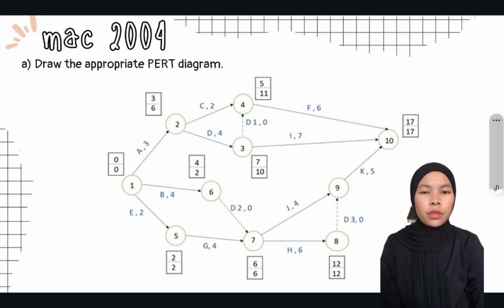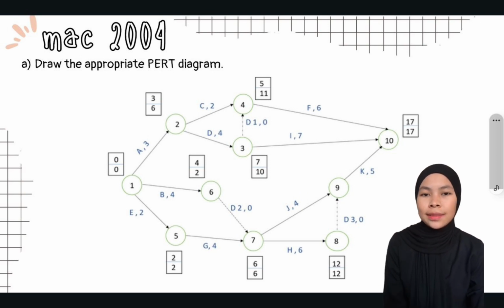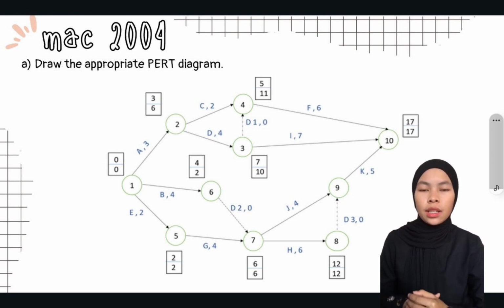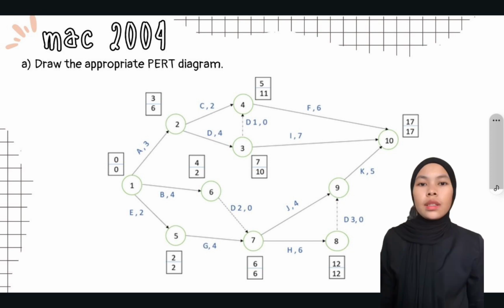Next, G comes from predecessor E. So draw node 5 and draw an arrow to represent G. Next, from the table we can see that H comes from B and G. This situation is similar to activity F. This is when we have to draw dummy 2.